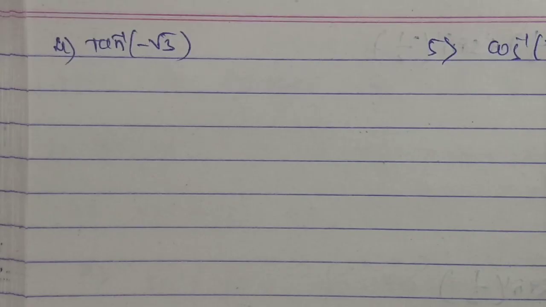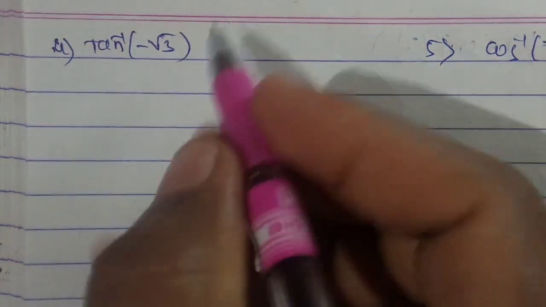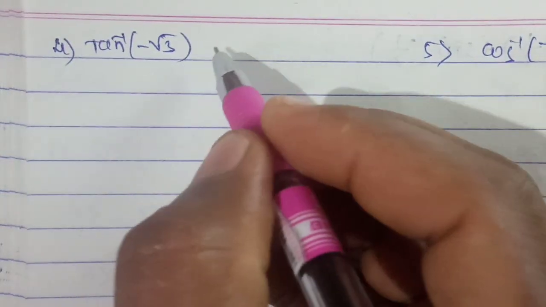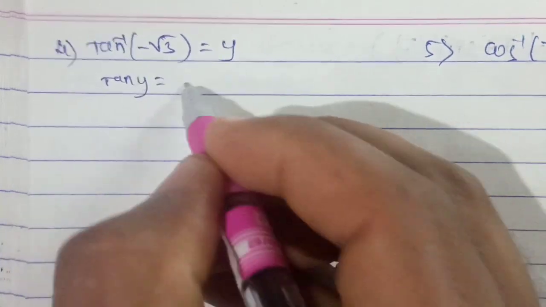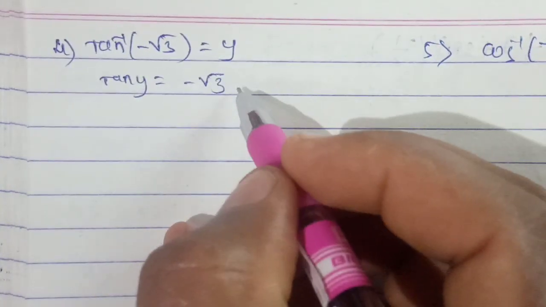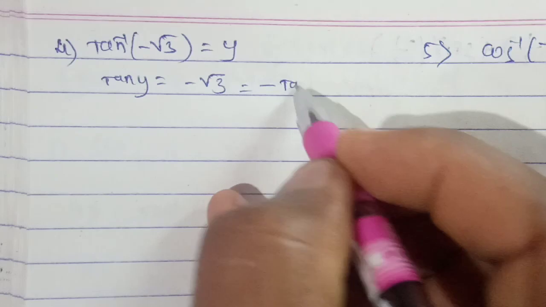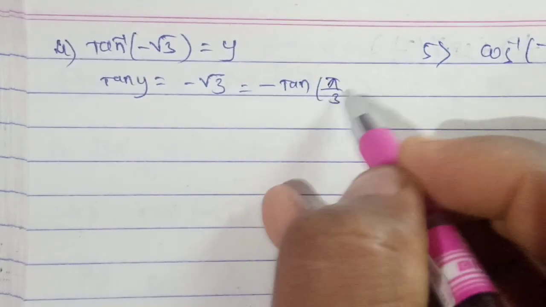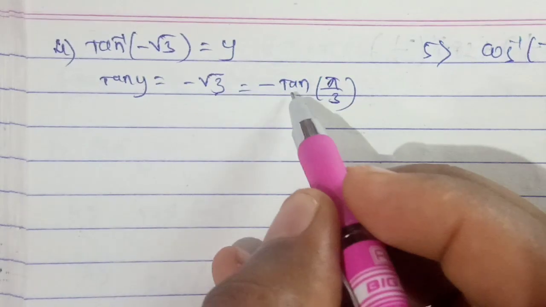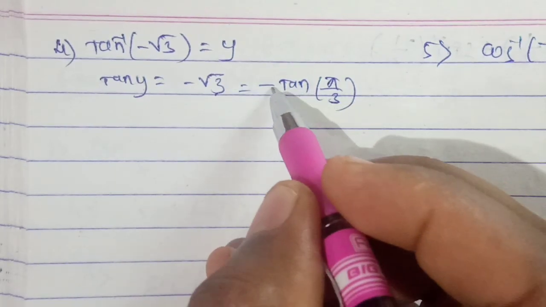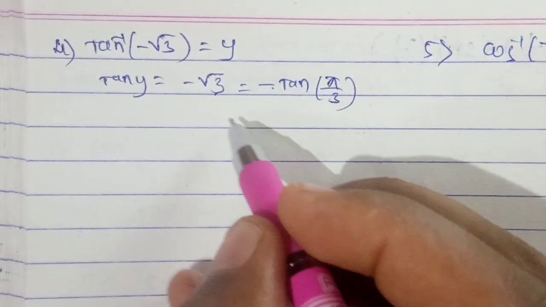Okay, next we move on to problem number 4, that is tan inverse of minus root 3. Here also we are following the same procedure. Consider tan inverse of minus root 3 is equal to y, and tan y is equal to minus root 3, which can be written as minus tan pi by 3. That means tan 60 value is root 3. If I multiply by the minus sign, I get minus root 3.